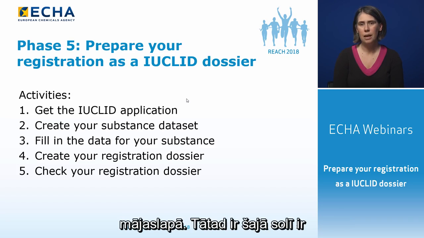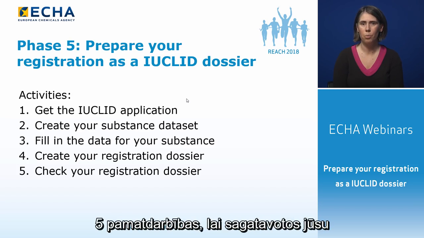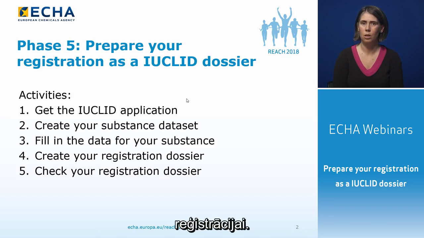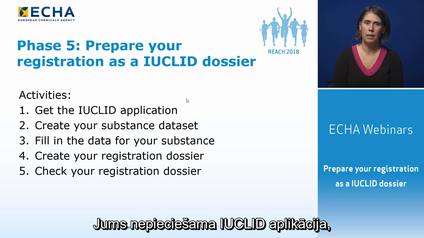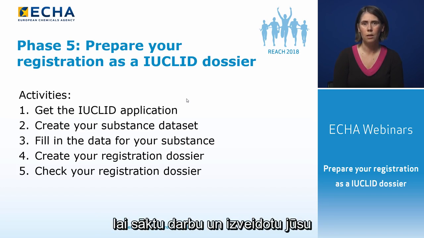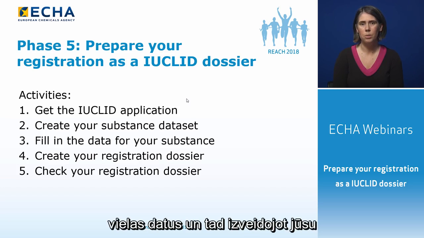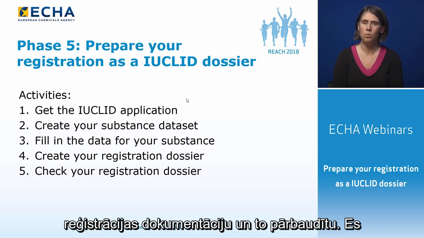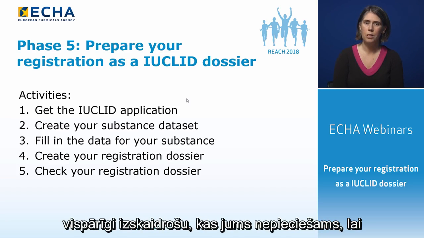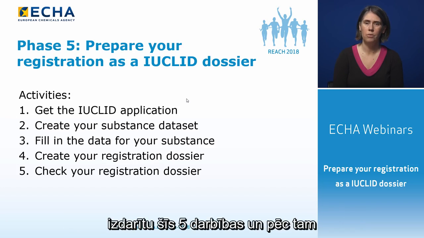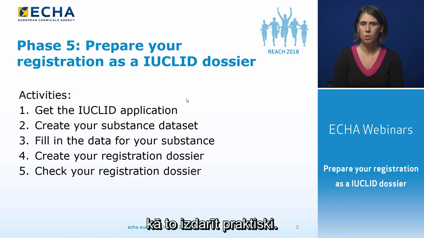So there are 5 key activities in this phase of your preparations for registration. You need to get the IUCLID application, get started with it, and create your substance data set. Fill in the data on your substance, and then create your registration dossier and check it. I will briefly explain what you need to do for these 5 activities, and afterwards, colleagues will explain and demonstrate further how to do it in practice.